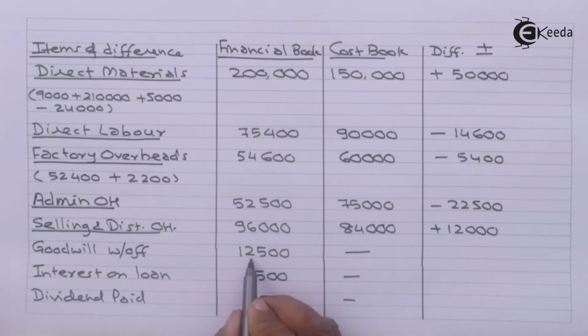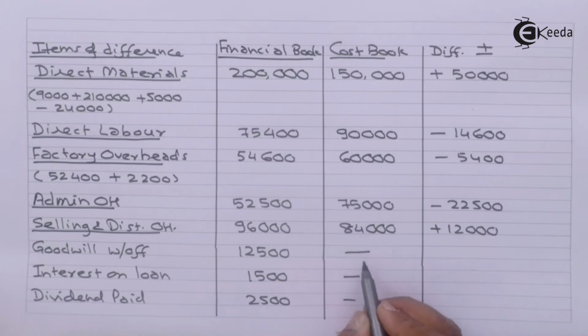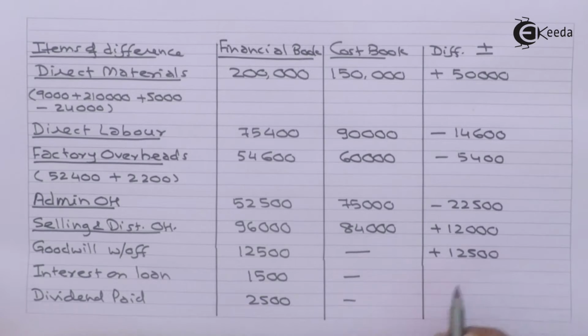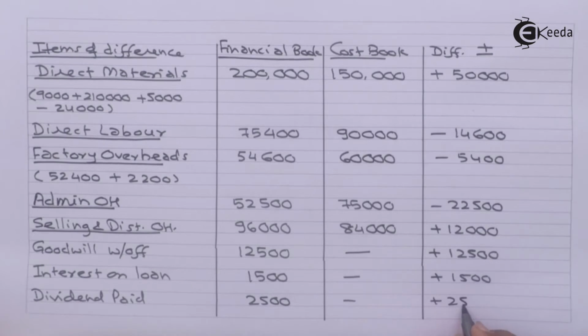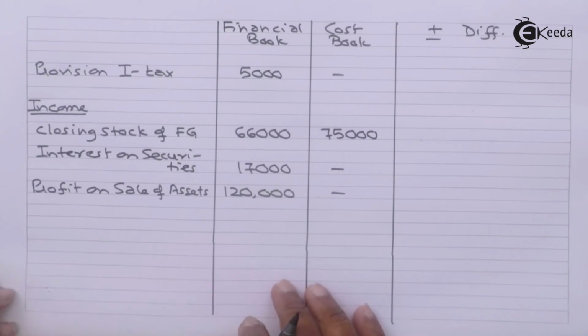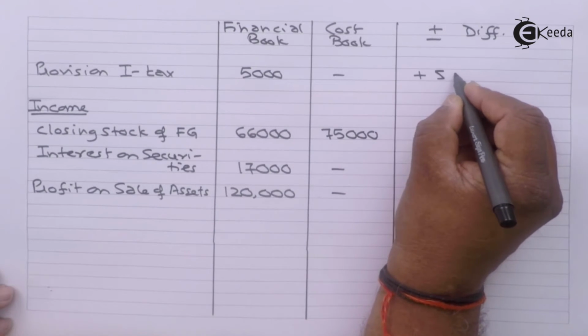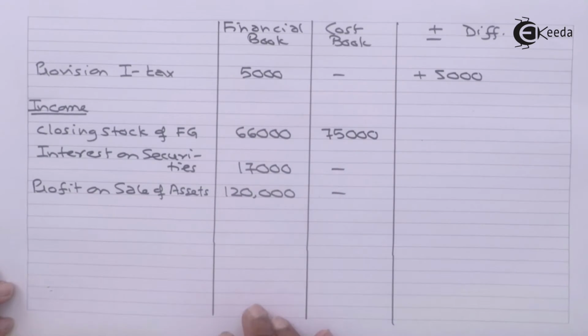Goodwill written off 12,500 minus 0 nil, so here we'll have plus 12,500. Interest on loan 1,500 minus 0, plus 1,500. Dividend paid 2,500 minus 0, plus 2,500. Provision for income tax 5,000 minus 0, plus 5,000. So we have completed items of expenses. Now let us see items of income.